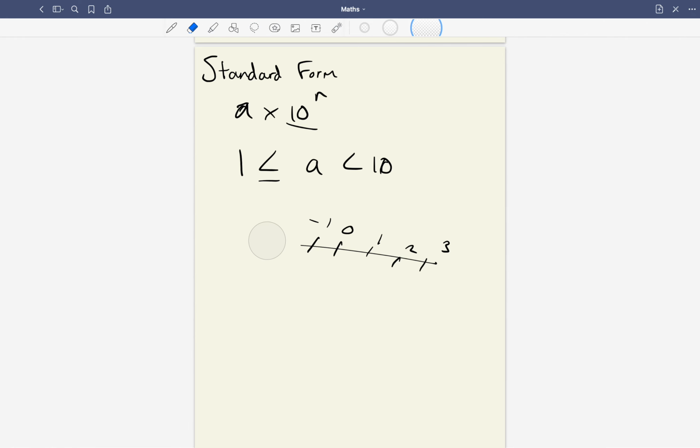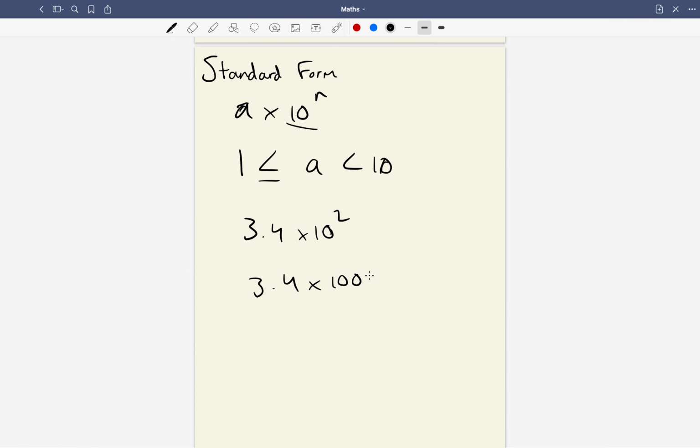Okay, so for example, if I've got the number 3.4 times 10 to the power of 2, I've got 3.4 times 100, which is 340. Now, if I've got 3.4 times 10 to the power of 5, I've then got that number. Okay, so that's just how that works.